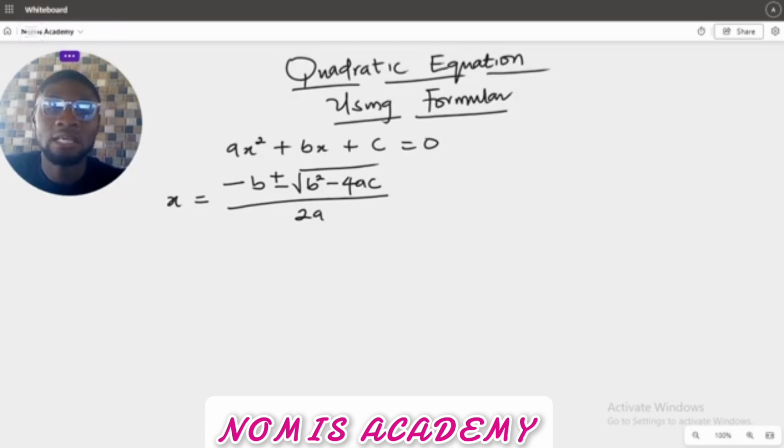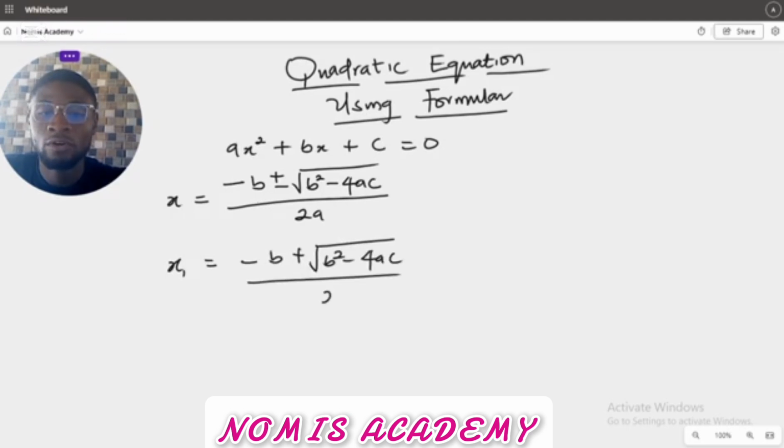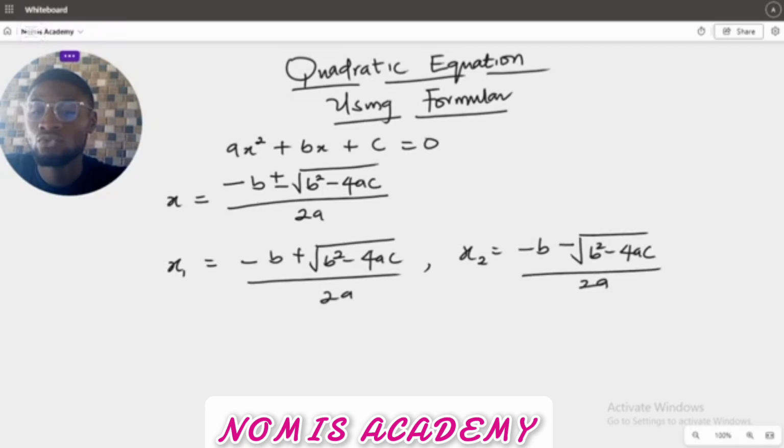So remember, like I said, there are always two values of x, and that is the reason we have plus or minus, meaning that the first value, let's say x1, will be minus b plus the square root of b squared minus 4ac all over 2a. And the second one, that is x2, the second value of x will be minus b minus the square root of b squared minus 4ac all over 2a. So this is how we get the values.